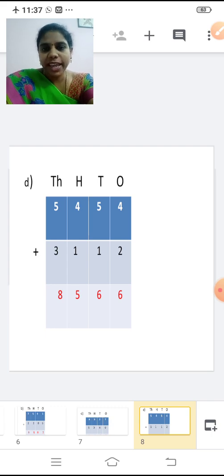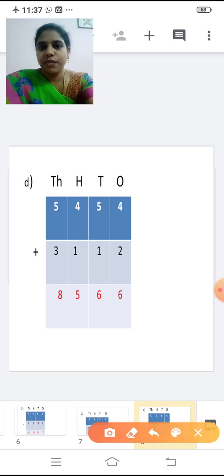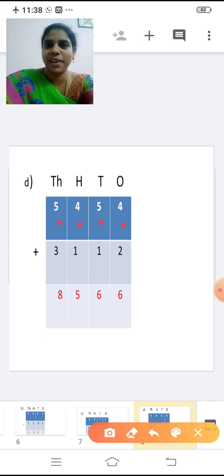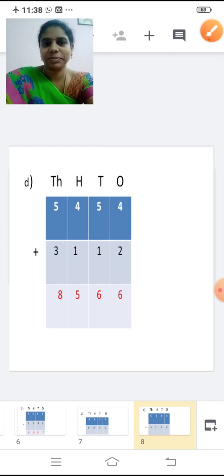5454. So write 4 in the ones place, 5 in the tens place, 4 in the hundreds place and 5 in the thousands place. Now take the second number, 3,112. So 2 in the ones place, write 1 in the tens place, 1 in the hundreds place and 3 in the thousands place. Shall we add this now?